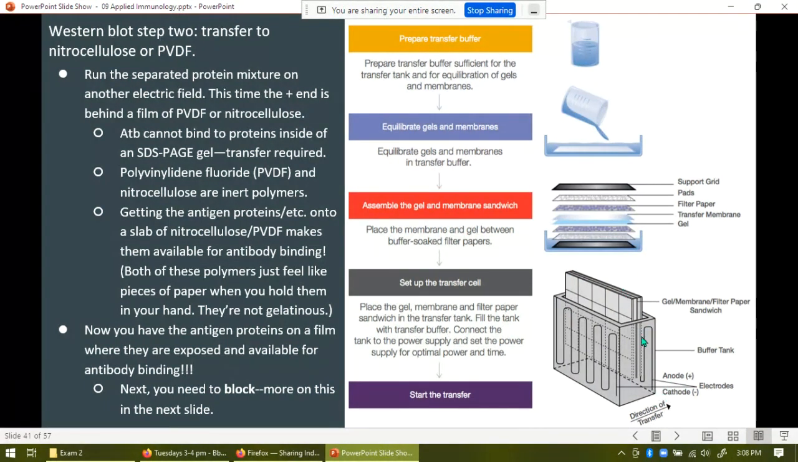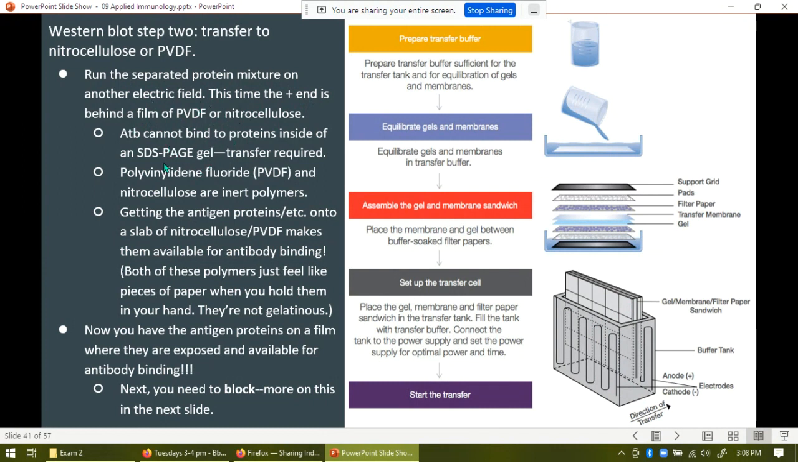The transfer is again vertical, but in this case, the negative charge side is on the side of the gel, and the positive side is on the side of the transfer membrane, the PVDF or the nitrocellulose. So the proteins migrate onto the paper using an electric field. But instead of migrating down, they're now migrating to the right, relative to this image. So you run the separated protein mixture in another electric field. This time the positive end is behind the transfer membrane.